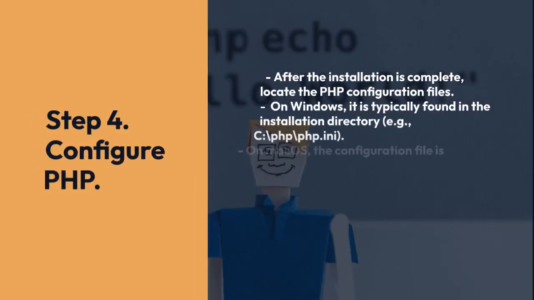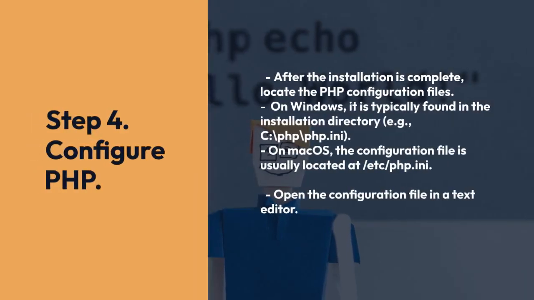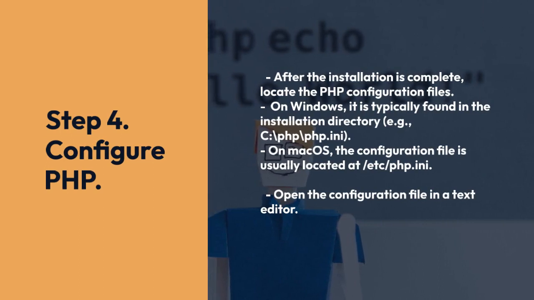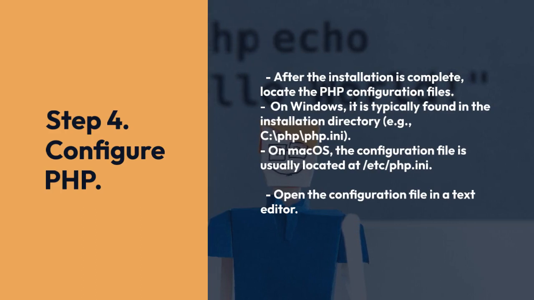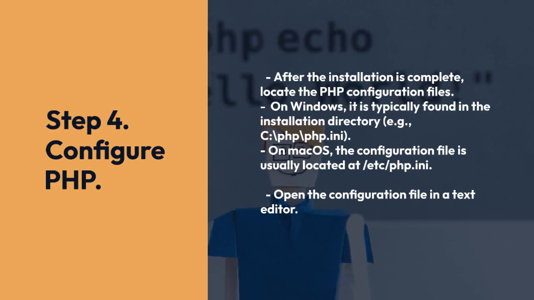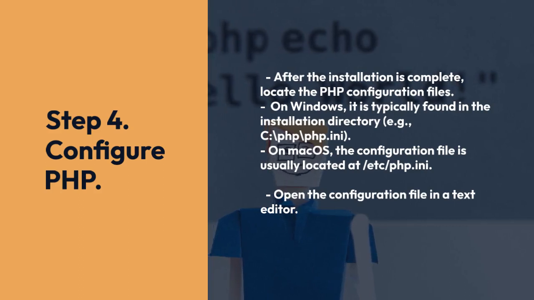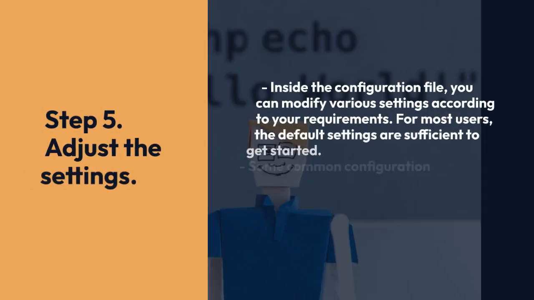Step 4. Configure PHP. After the installation is complete, locate the PHP configuration files. On Windows, it is typically found in the installation directory, for example, c:\php\php.ini. On macOS, the configuration file is usually located at /etc/php.ini. Open the configuration file in a text editor.